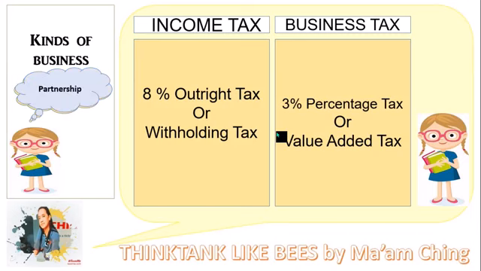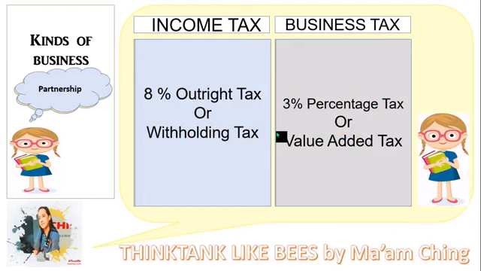For the partnership, it is almost the same as the sole proprietorship. Either they can use 8% outright tax or withholding tax for the income tax, and 3% percentage tax if sales is not more than 3 million, or value-added tax if sales is already 3 million or more.